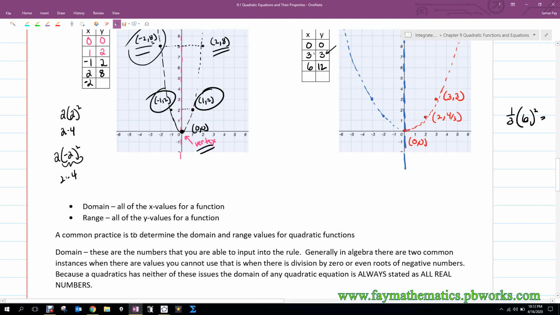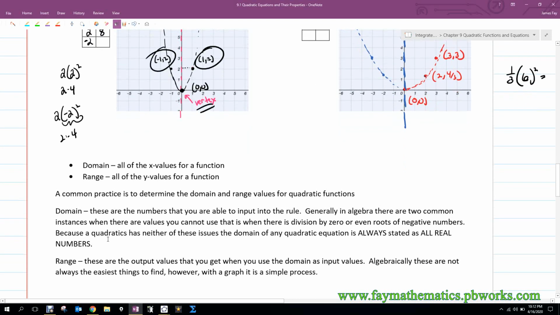So the common practice to determine the domain and range values for quadratic functions. The domain, these are the numbers that you're able to input into the rule. So if I have a rule like y equals x squared plus 5x plus 6, or maybe we just go back to one of the top ones like y equals 2x squared. That was the first one we did here, right there. If I just use that, the question is, what x values are you allowed to put in here? Well, I'm allowed to put in anything as long as it gives me a number back. So if I choose 0, when I plug 0 in here, I get 0 back.